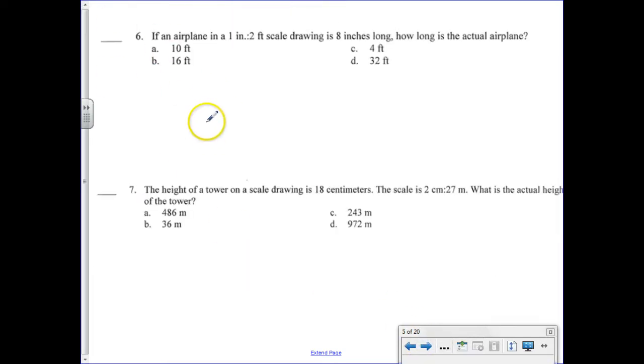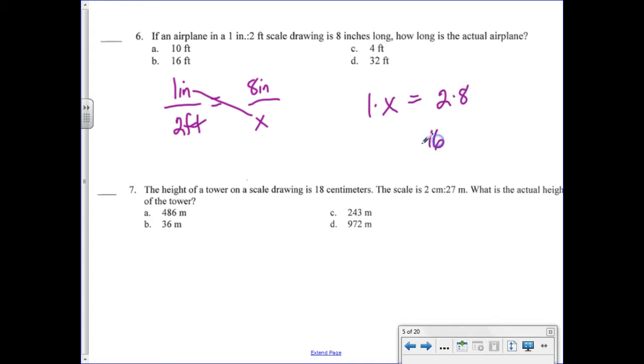Number 6. If an airplane in a 1-inch to 2-foot scale drawing is 8 inches long, how long is the actual plane? I need you to set this up. 1 inch to 2 feet equals 8 inches to how many feet? Oh, this is a nice one because I get 1 times x and 2 times 8, which is 16. X is 16. B, 16 feet.